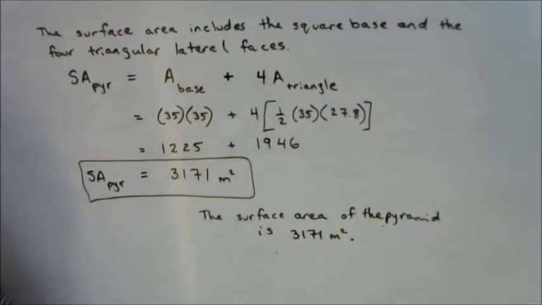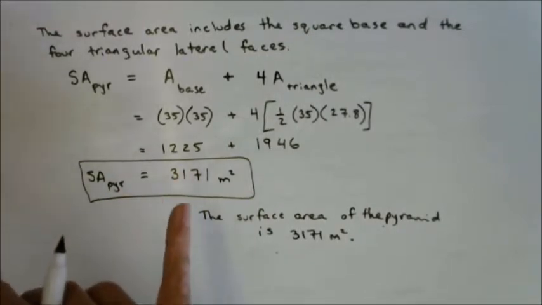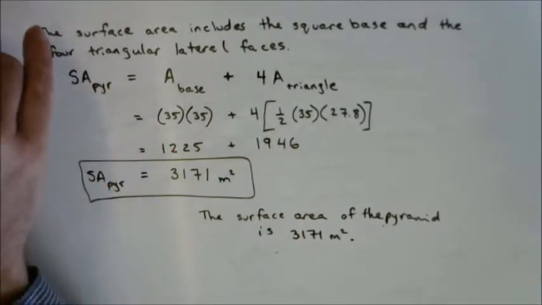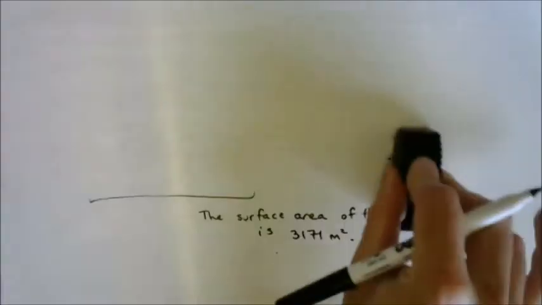All right, are we good with this? Do I need to walk through this again? Wait, meters? Is the pyramid a 3D object? So it should be cubed? We're not calculating volume, we're calculating area. It says surface area, so it's squared. Yep. Are we doing volume today?